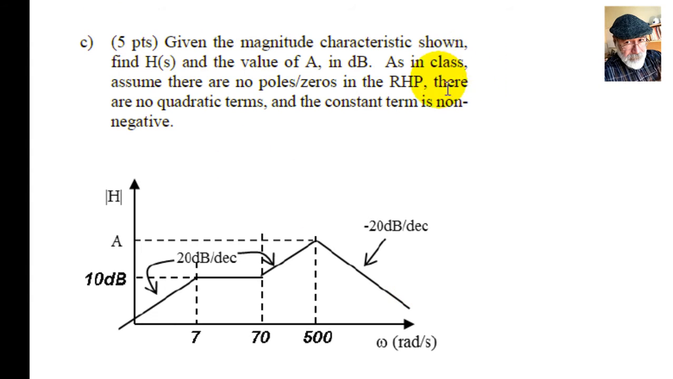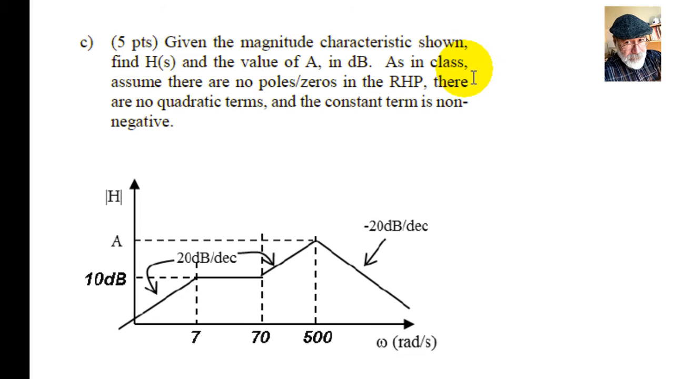Same as before the exam, assume that there are no poles and no zeros on the right-hand side of the complex plane, and there are no quadratic terms either. And also, the constant term is non-negative.